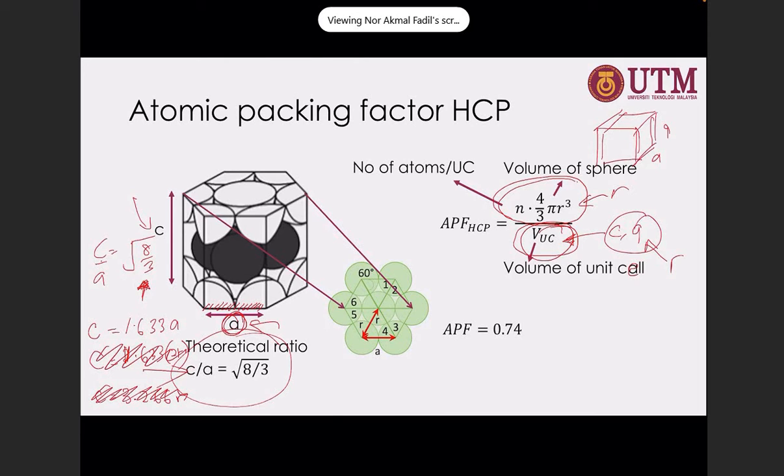So next, how to measure the volume of the cell? First, you need to calculate the area of this one. So what is the area of this one?